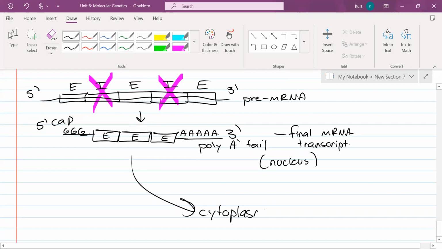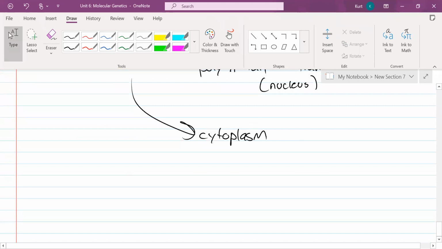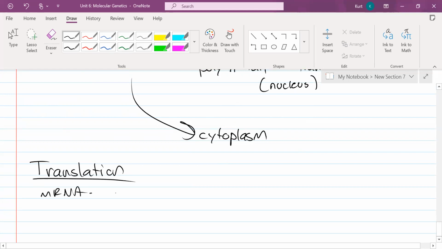What is it going to go to in the cytoplasm? Jason mentioned this earlier. Where does it go in the cytoplasm? It goes to a ribosome. What is made in a ribosome? Proteins. Good. That gets us to translation. Now, I'm going to really abbreviate this one, but this is where mRNA synthesizes protein. This takes place on a ribosome.